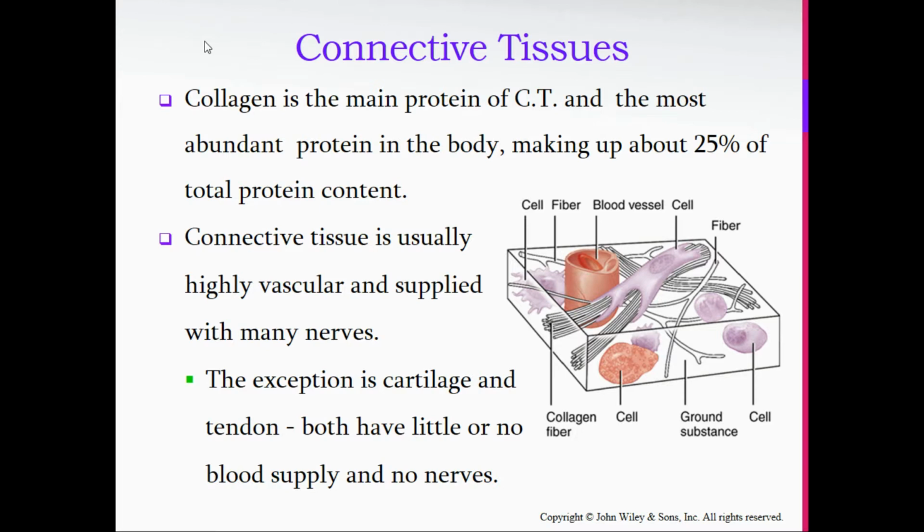Connective tissue is usually highly vascular and supplied with many nerves. Highly vascular means has lots of blood vessels and has an ample supply of blood. There is one exception to the rule, and that is the cartilage and tendon in your body does not have a very good blood supply.